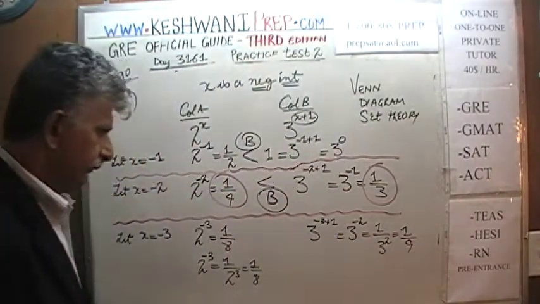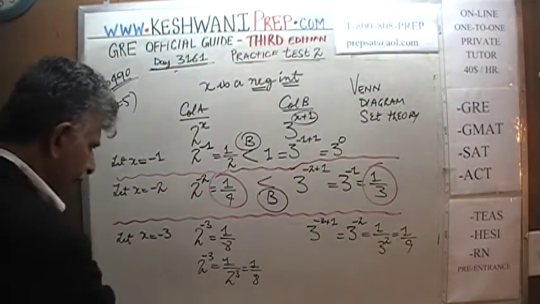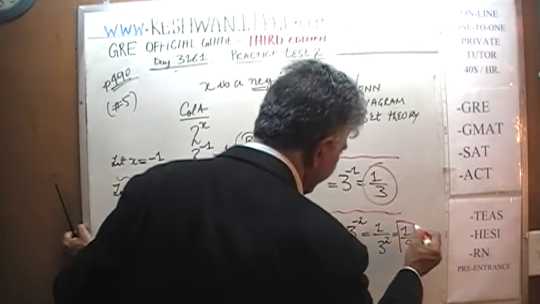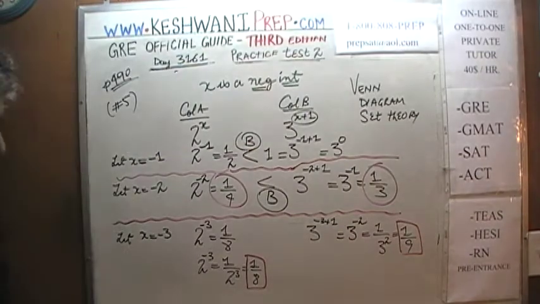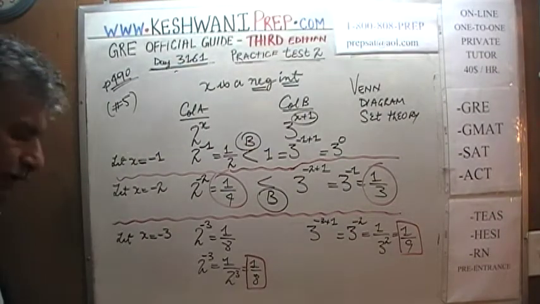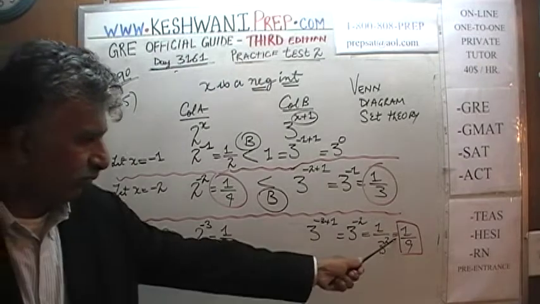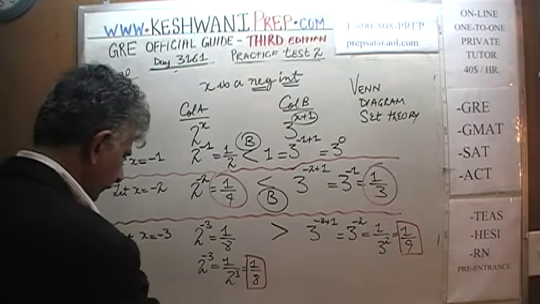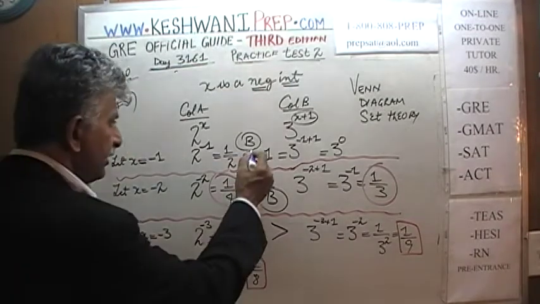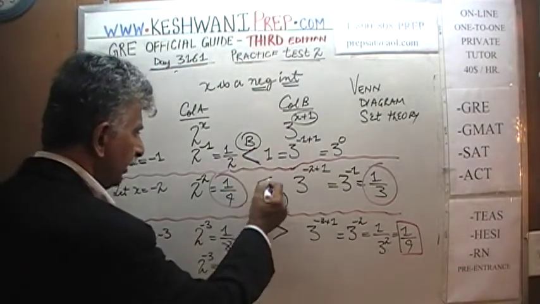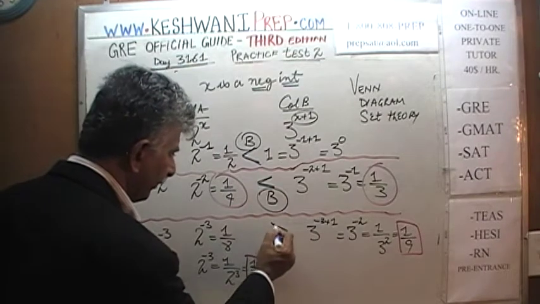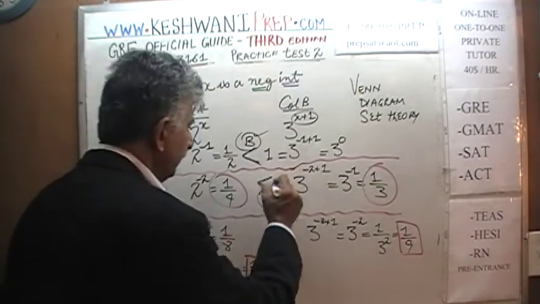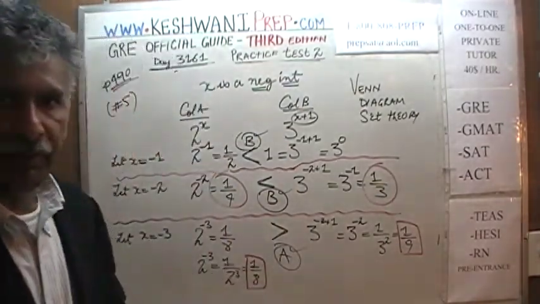Well, now which one is bigger? 1 eighth or 1 ninth? Of course, 1 eighth is bigger than 1 ninth. You see? Did you notice the direction of the inequality change? Here B was greater, and now A is greater. Now the answer is A. We have a conflicting situation.